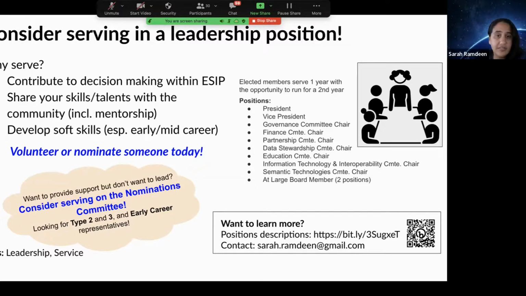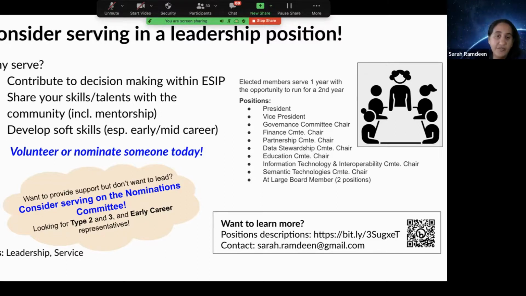It's also an opportunity to share your skills and give back to the community. Perhaps that might be in mentorship and leading efforts and organizations and steering new members in how they engage within ESIP. And one area that I like to highlight often when I meet new people within ESIP is that it's also a place to develop your soft skills.